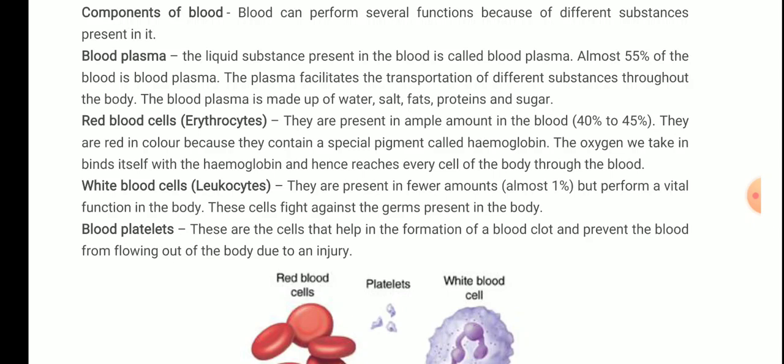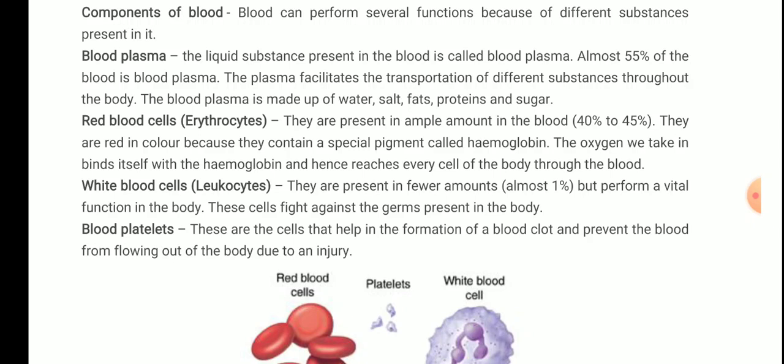Next one is the blood platelets. These are the cells that help in the formation of a blood clot and prevent the blood from flowing out of the body due to an injury. So all the components, you can see now the function of blood platelet is preventing the blood from flowing out of the body due to injury. So blood clot formation, very important function.